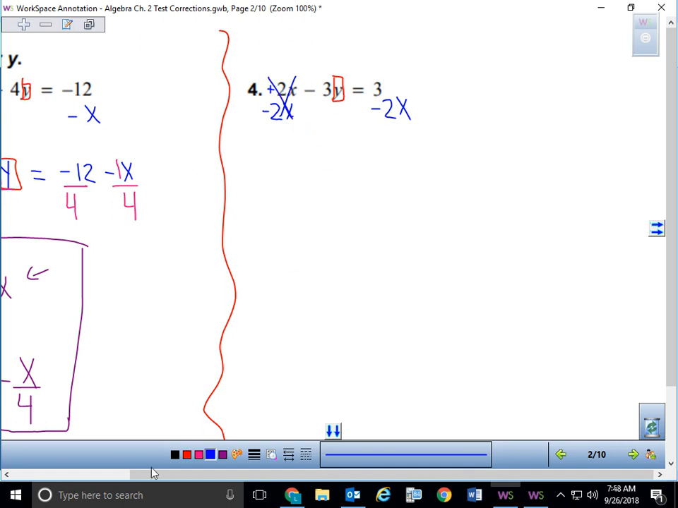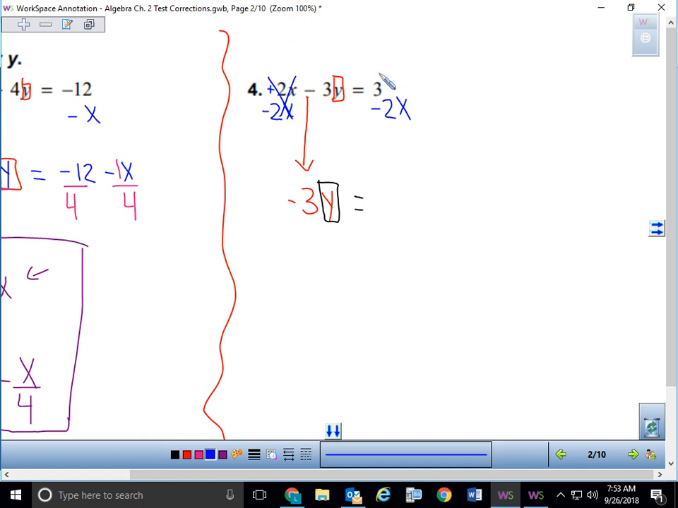Now be careful, this is where people lost points. When we simplify the left-hand side, we have a negative 3y. This negative has to be carried down. You cannot lose that. You lost that, you just messed up your problem. It goes together. It is a package deal.